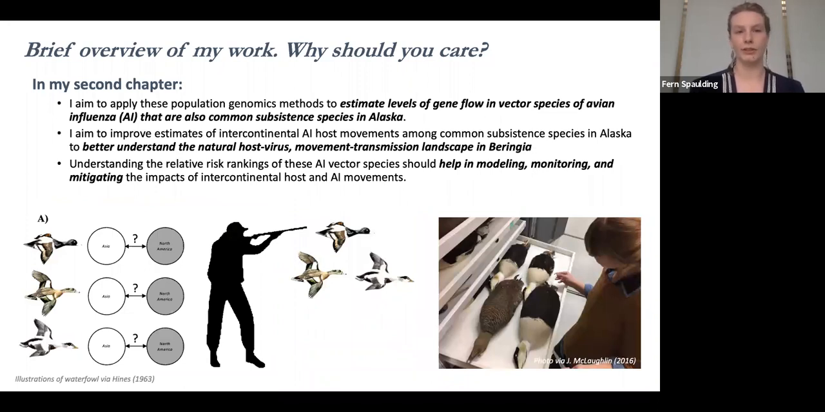Continuing on with a brief overview of my second chapter, I aim to apply population genomic methods to estimate levels of gene flow in vector species of avian influenza that are also common subsistence species in the diet of many Alaskans. And I aim to improve estimates of intercontinental avian influenza host movements in these subsistence species to better understand the natural host virus movement transmission landscape in Beringia. And understanding the relative risk rankings of these avian influenza vector species should help in modeling, monitoring, and mitigating the impacts of intercontinental host and avian influenza movements.